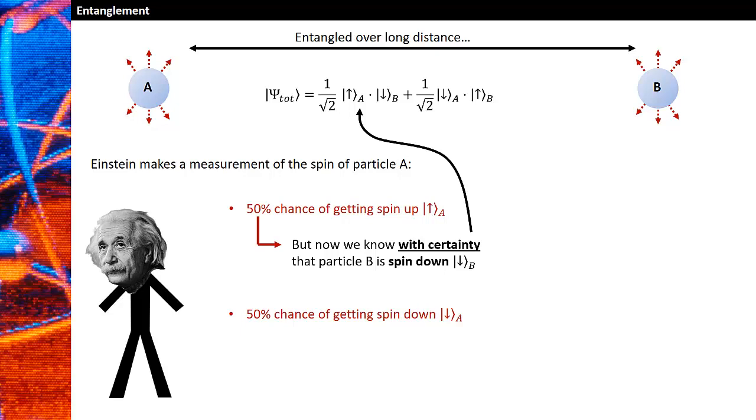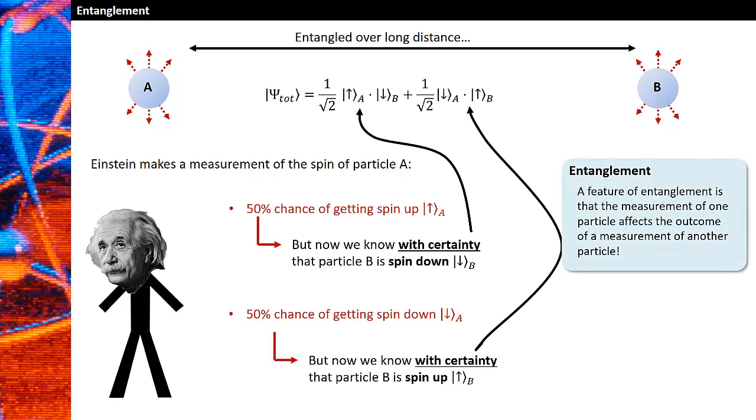Alternatively, let me imagine that Einstein made a measurement and got spin down. And there's a 50% chance of that happening. And we now know with certainty that particle B is spin up. So this is a feature of entanglement, which is that the measurement of one particle affects the measurement of another particle, even if it's very far away. So I could imagine separating these particles by the size of the galaxy before making a measurement.